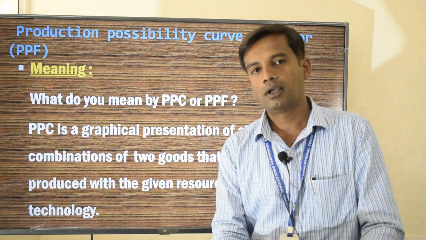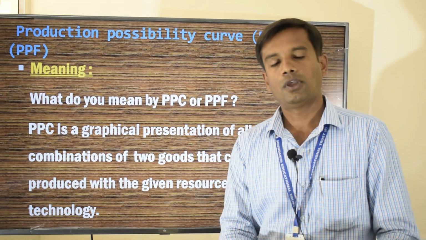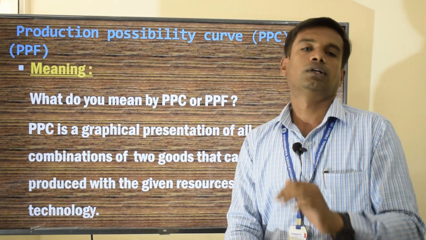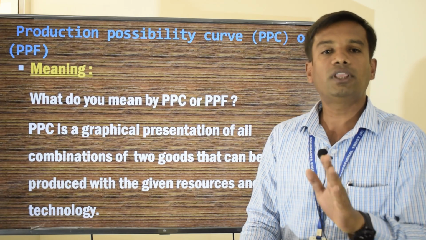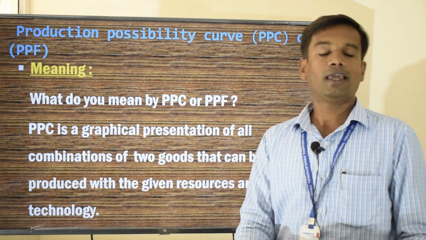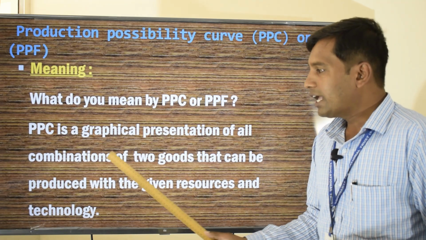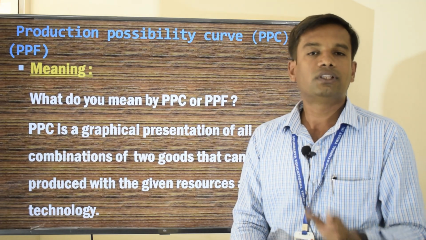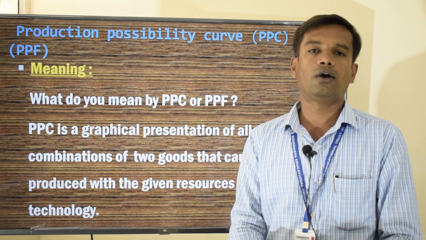Dear students, in each economy we find resources. With the help of resources, an economy can produce the goods and services and distribute the goods and services with the help of technology. Here technology means nothing but machineries. Both the elements we are going to represent in the form of graph. This is called as production possibility curve.